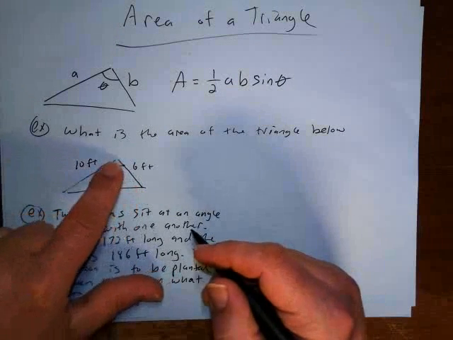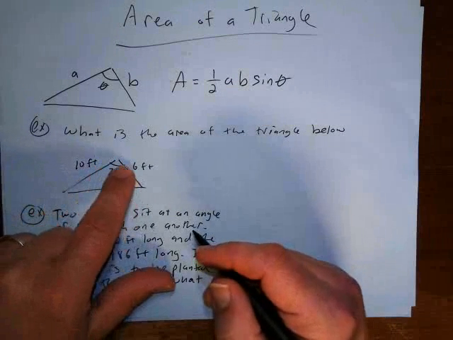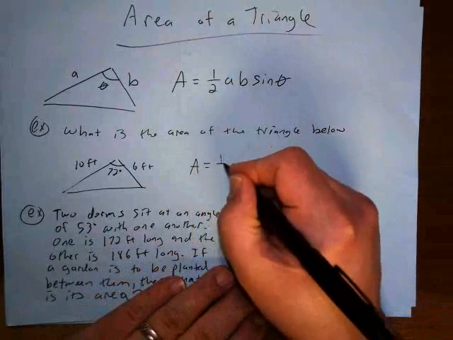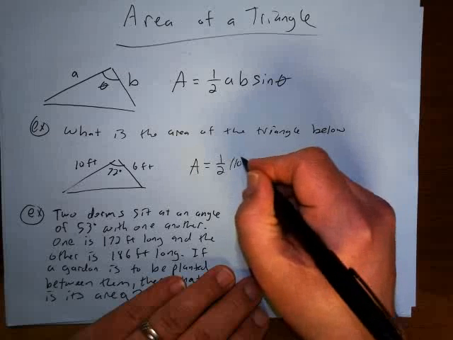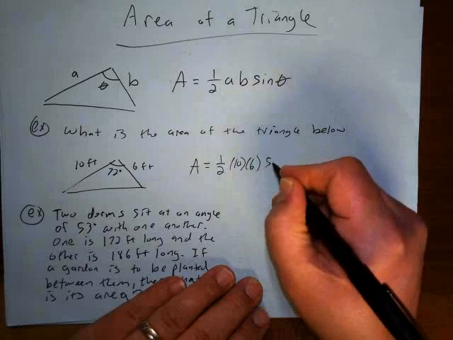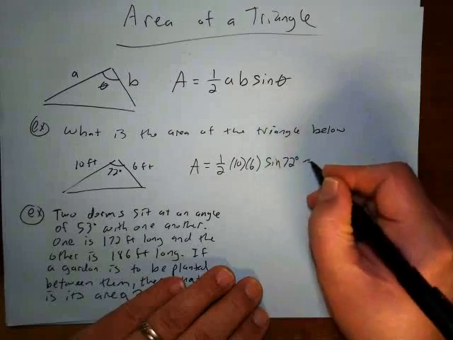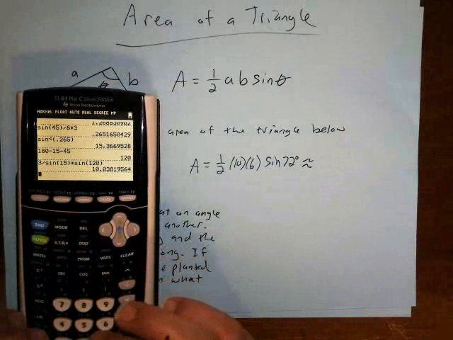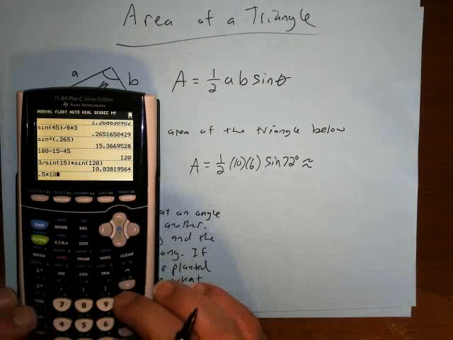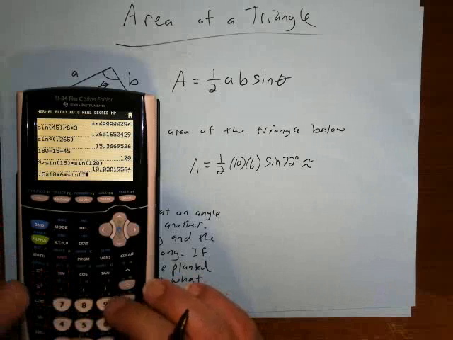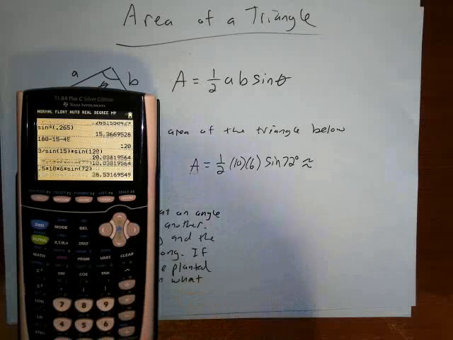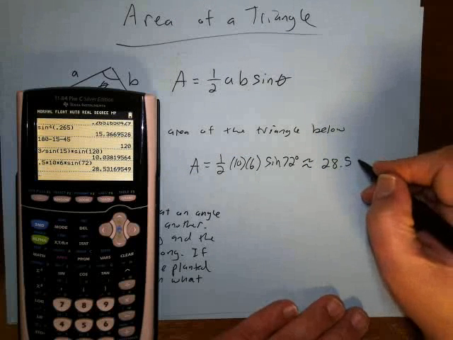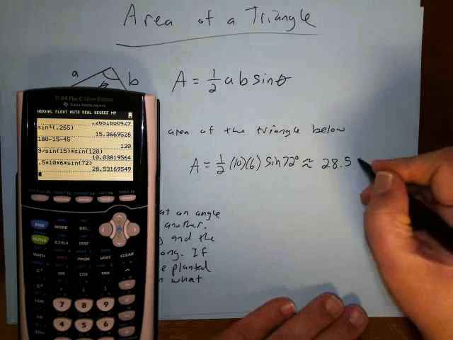So here's a triangle. It has a side of 10, a side of 6, and the angle between the two sides is 72 degrees. So the area here is 1/2 times 10 times 6 times the sine of 72 degrees. And that'll give you the area of the triangle. So 1/2 times 10 times 6 times the sine of 72 degrees, and this gives you approximately 28.5, we'll say, units squared, or square units.